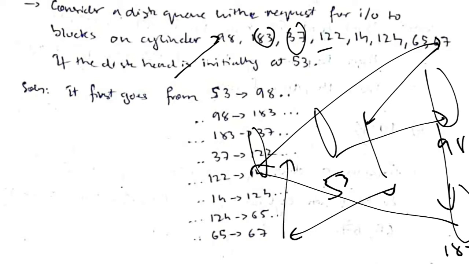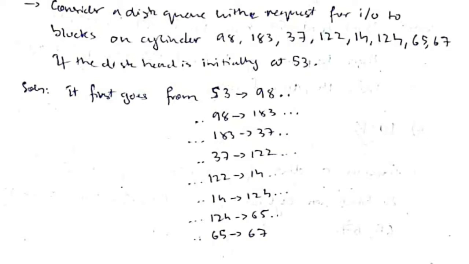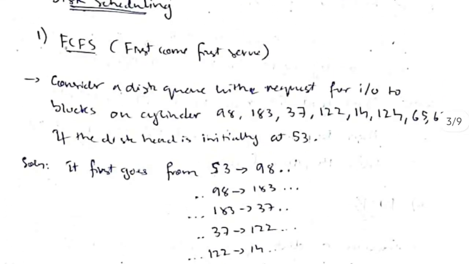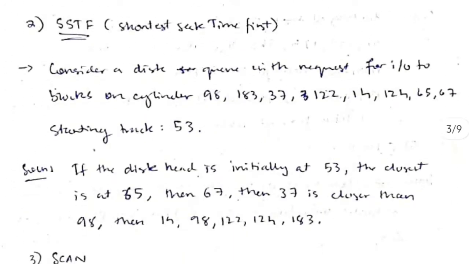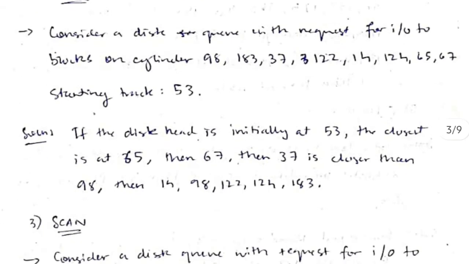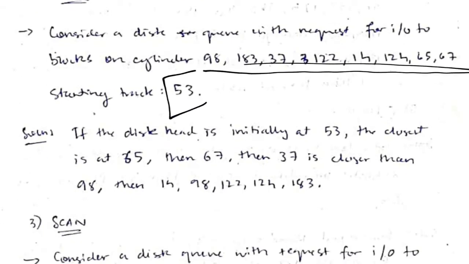So if you follow this method, the way they have specified, if you do the access, that's known as the first come first serve algorithm. Okay, the second one is SSTF, that means shortest seek time first. In this, the question is the same, the queue is the same, and the starting track is 53.